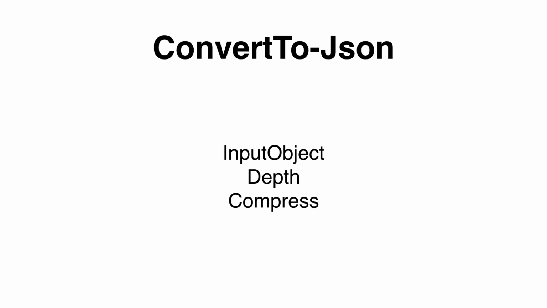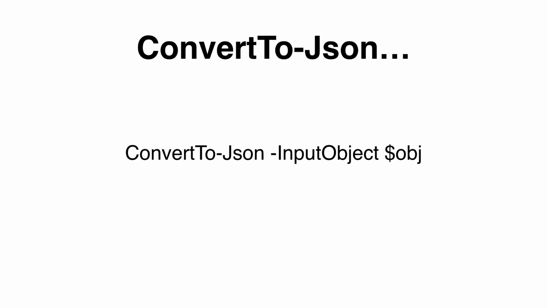The compress parameter is optional. It removes white spaces and indent formatting in the output string. This is an example on how to turn a PowerShell object into a JSON object. Alternately, we can pipe an object or a commandlet into the ConvertTo-Json commandlet to achieve the same thing.